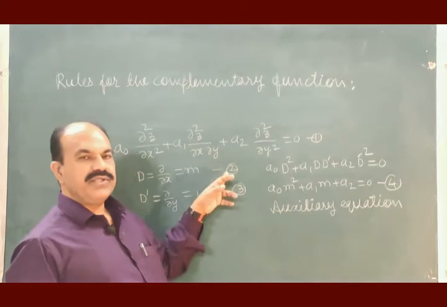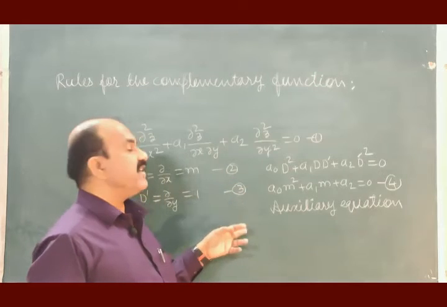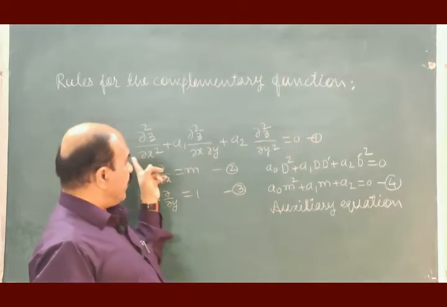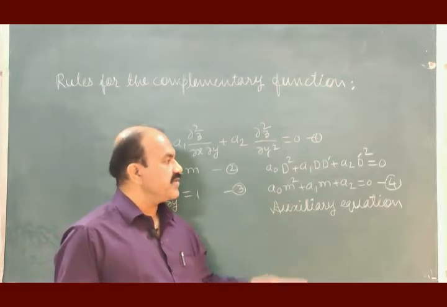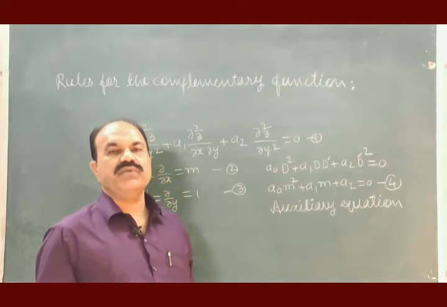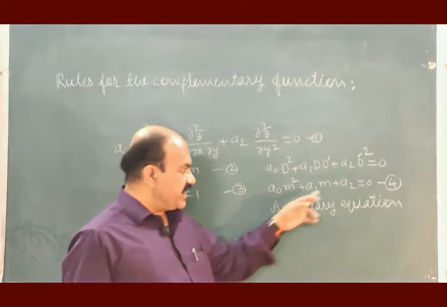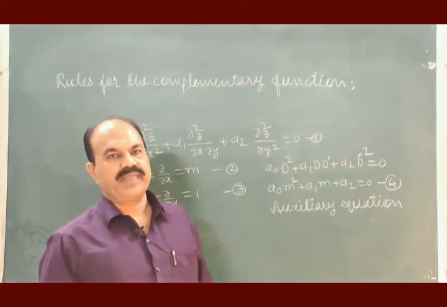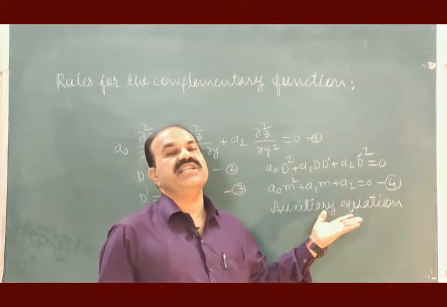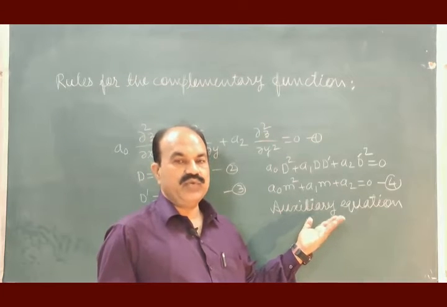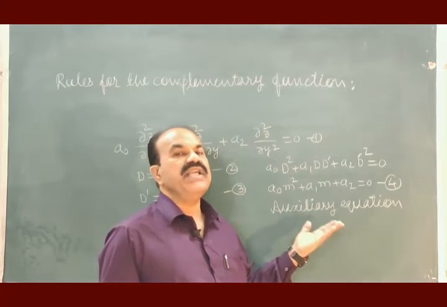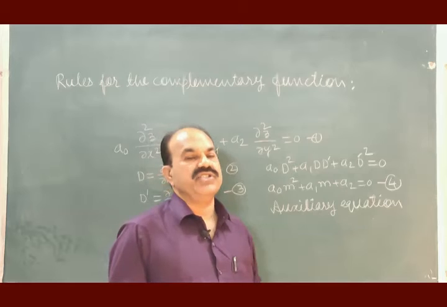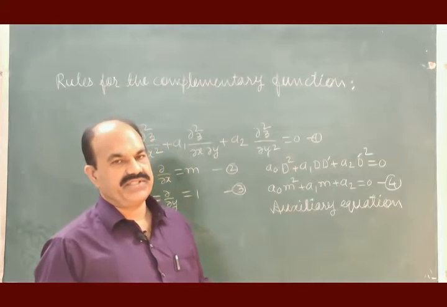Putting the assumptions we made in equations 2 and 3 into equation 1 and solving, we get a0 m square plus a1 m plus a2 is equal to 0. This equation 4 is known as the auxiliary equation, and we have to solve it to get the complementary function z. And there are two different cases.